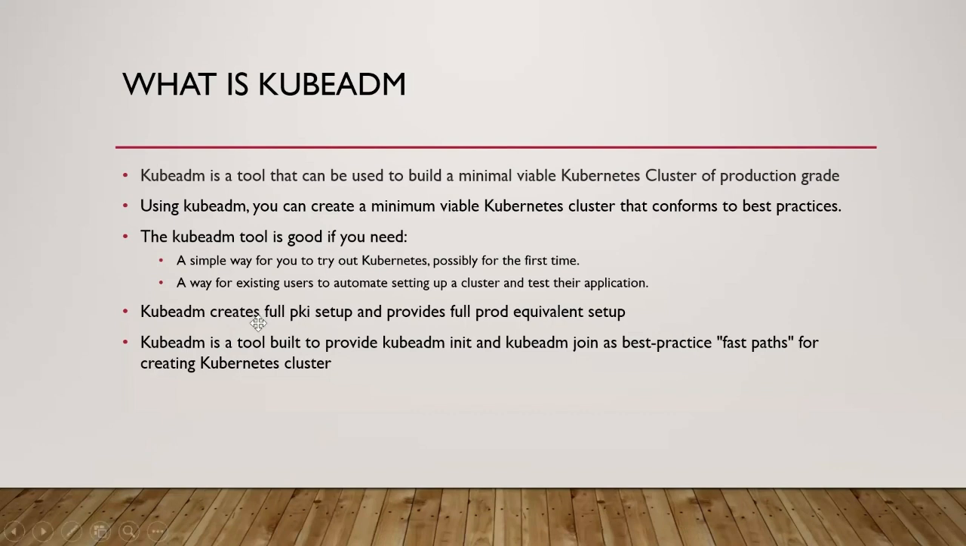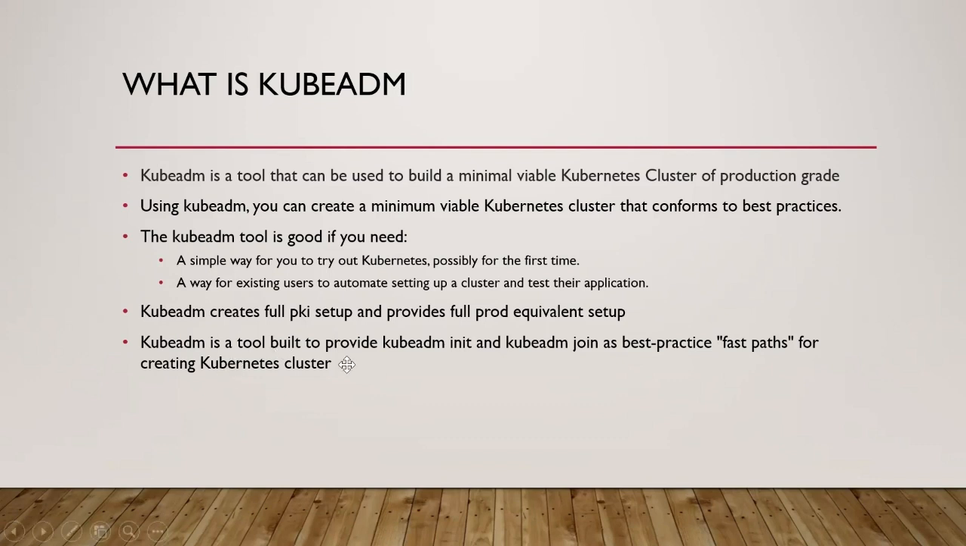Kubeadm creates a full PKI setup. PKI stands for public key infrastructure. So even when a Kubernetes component like the API server communicates to the etcd, there is fully encrypted communication. An internal certificate authority will be created, and each component will have a private key and CRT for communication purposes.